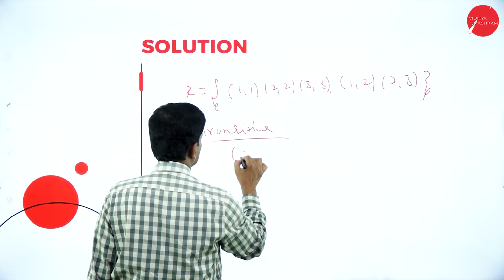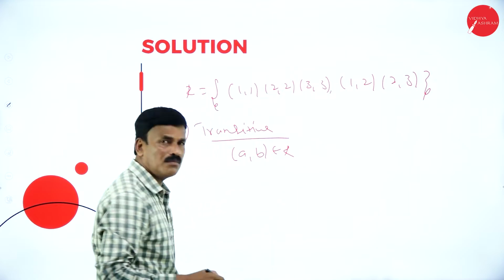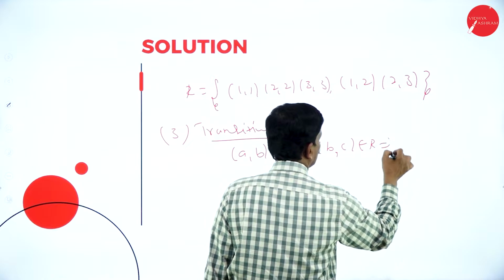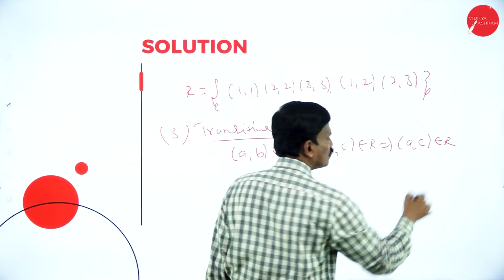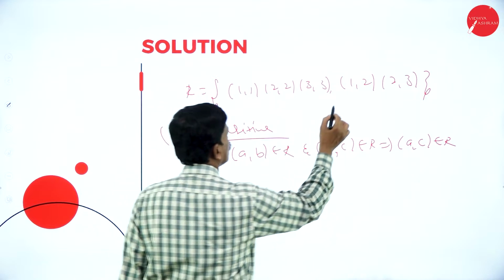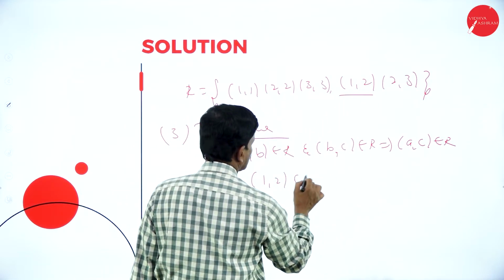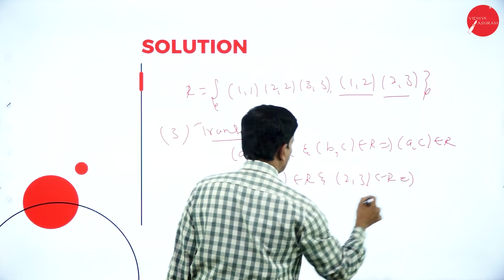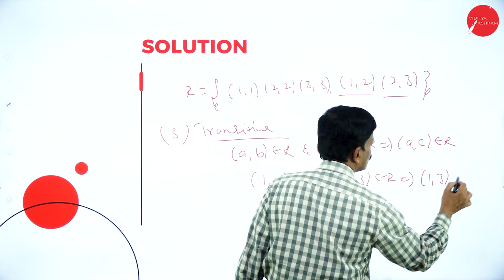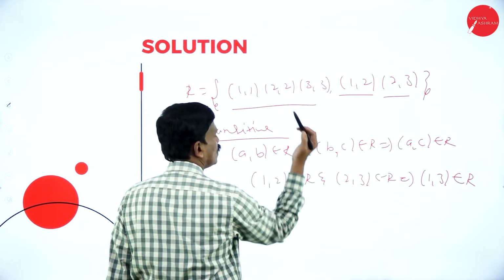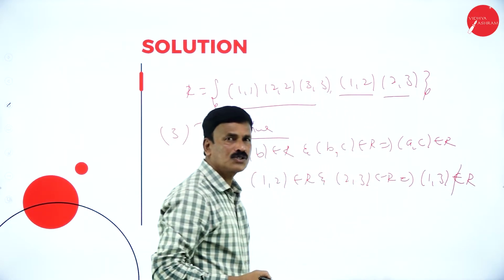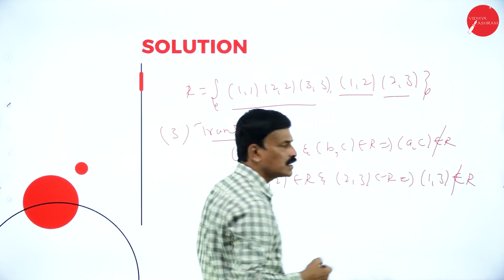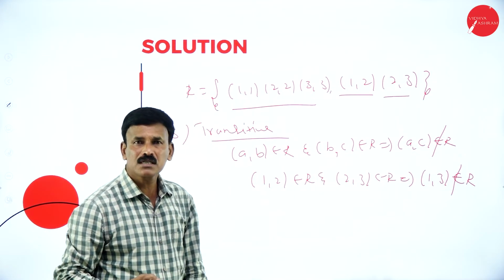What is the transitive property? Transitive relation: if (a, b) belongs to R and (b, c) belongs to R, implies (a, c) also belongs to R. Now, let us take (1, 2) belongs to R and (2, 3) belongs to R, implies (1, 3) belongs to R. Check whether (1, 3) is in the set. (1, 3) does not belong to R. So, (a, b) belongs to R and (b, c) belongs to R implies (a, c) does not belong to R.